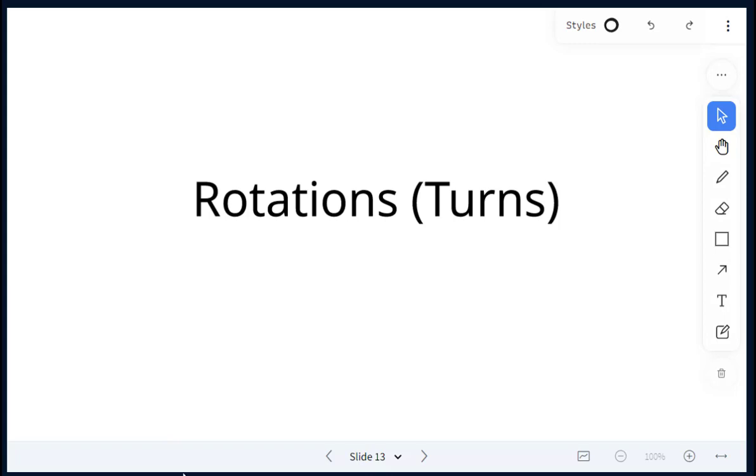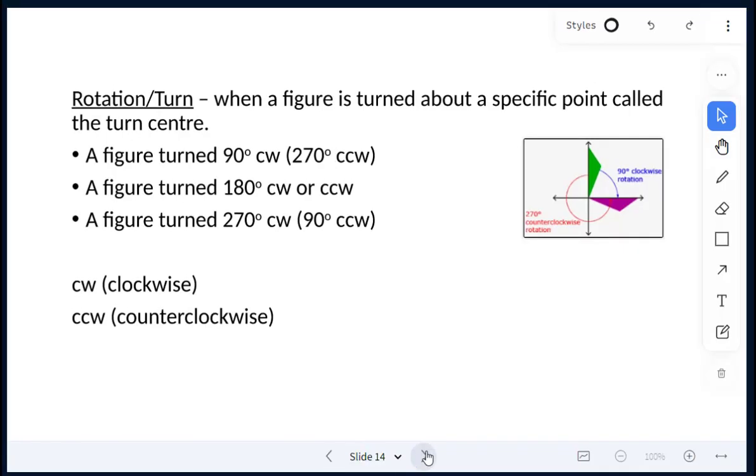Okay, so next we're looking at rotations, which are turns. So this is when a figure is being turned about a specific point. So notice here, our green figure was turned. Now it looks like this. That was turned 90 degrees clockwise.